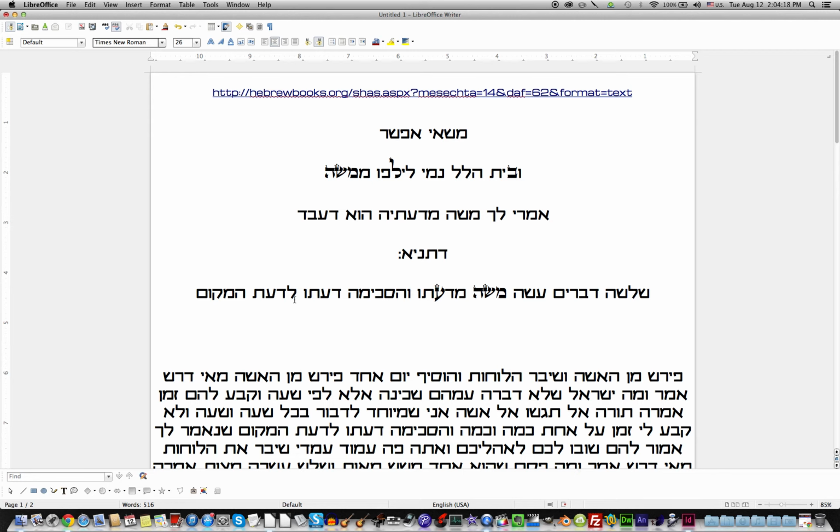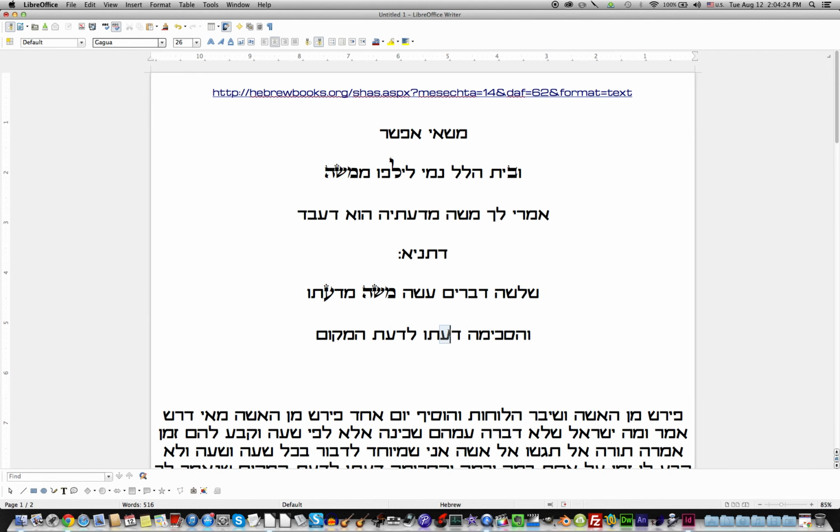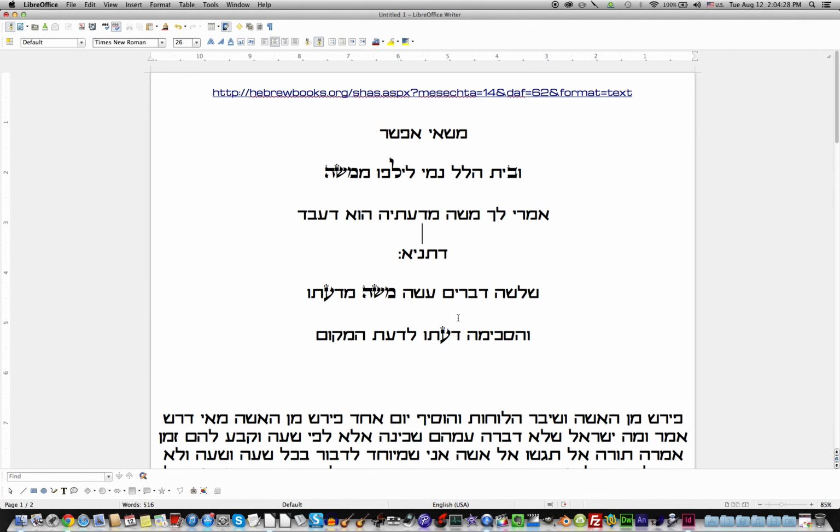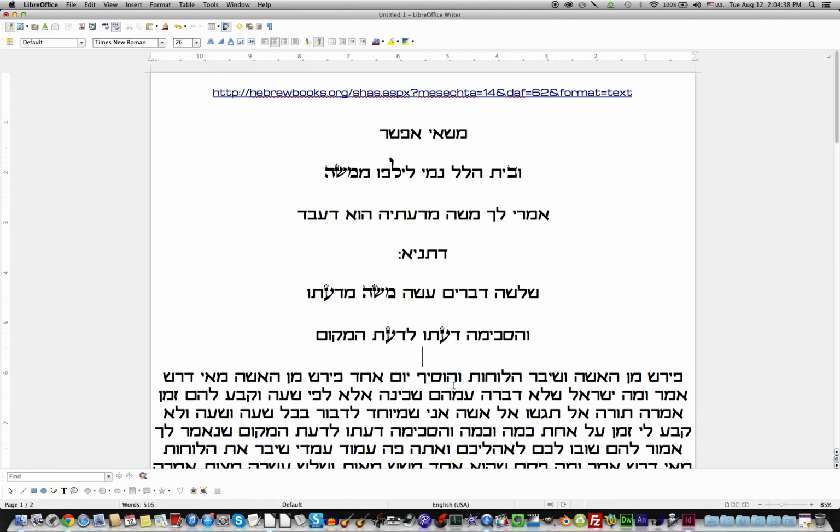Veheskima da'ato, and his da'at agreed with it. His mind agreed with it. Veheskima da'ato l'da'at hamakom. Interesting why they're using hamakom here and not ribono shel olam or anything else.